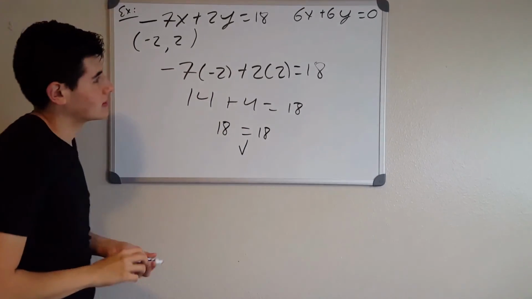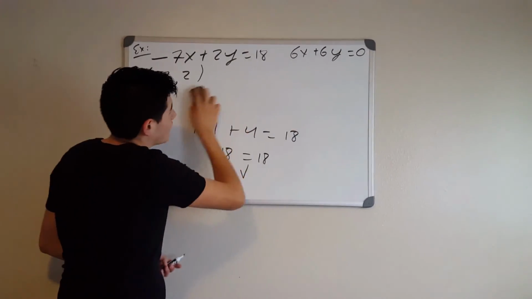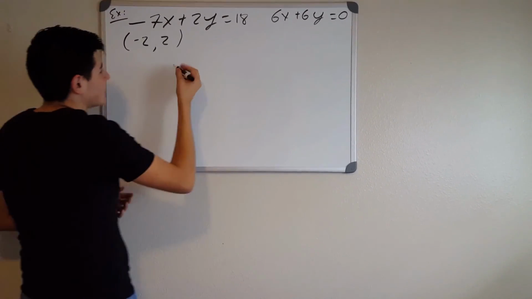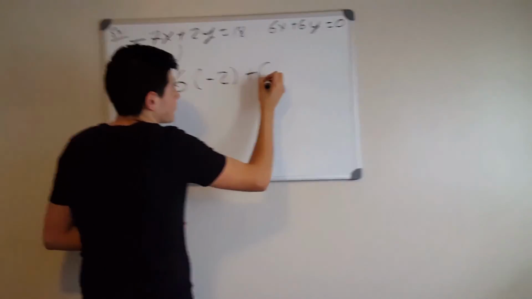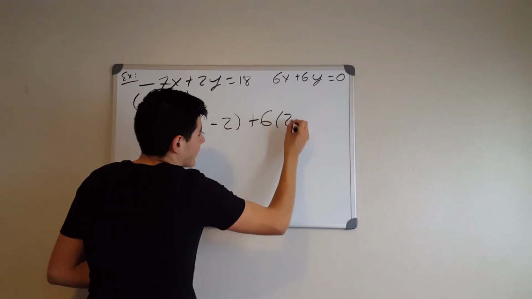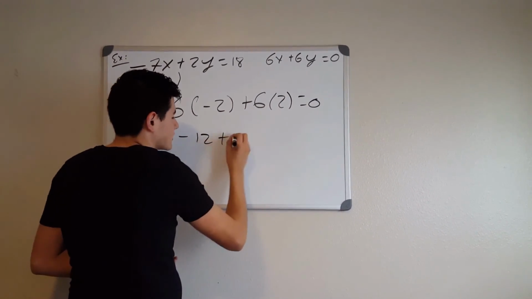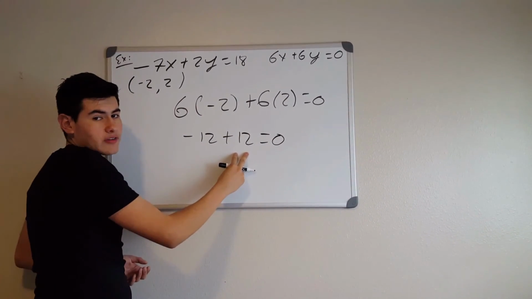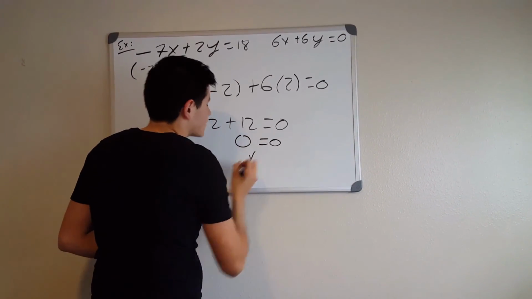That's correct. Now I'm going to be solving for 6x plus 6y, and then I'll set you off on your way. So we have 6 times x. If our x is negative 2, we plug that in. Plus 6 times y. Y is positive 2. We plug that in, which is equal to 0. Negative 12 plus 12 is equal to 0. Negative 12 apples plus 12 apples, that cancels out. 0 is equal to 0, so that is true.